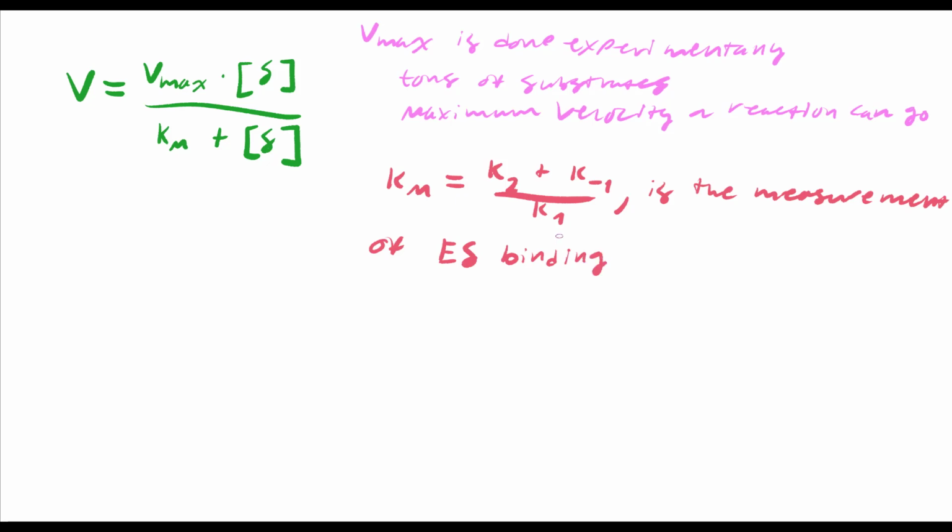And it's like the rate of the breakdown of ES, so how fast this breaks down as an intermediate is the rate determining step of the reaction, okay? So essentially, K2 is usually the rate determining step.